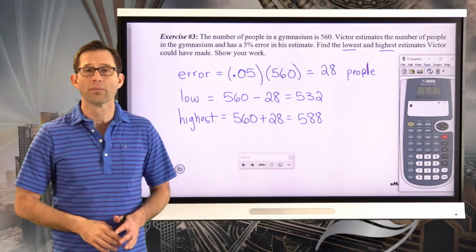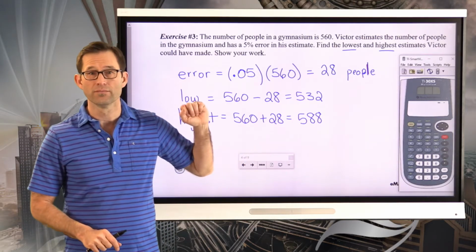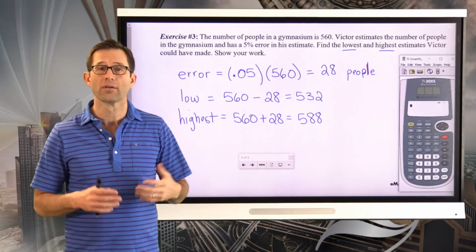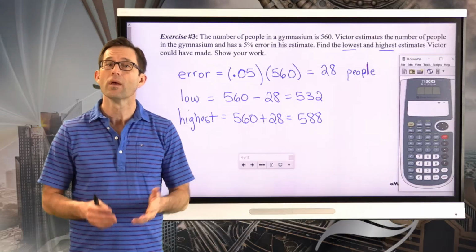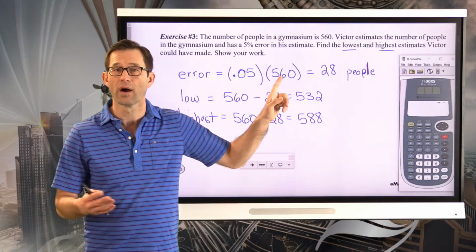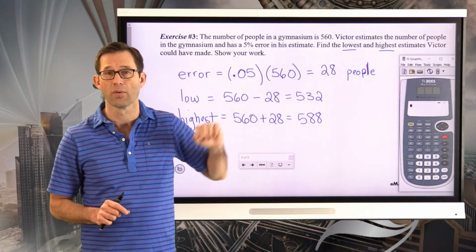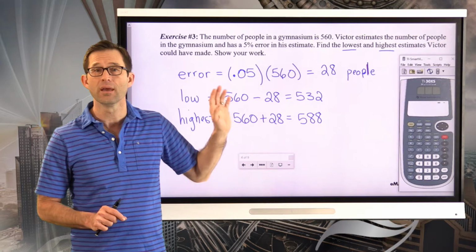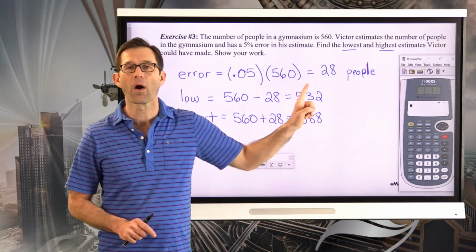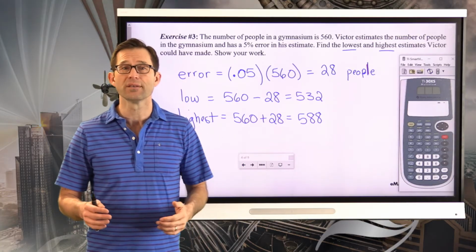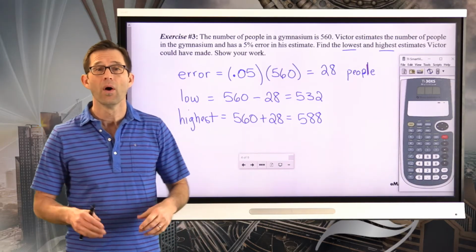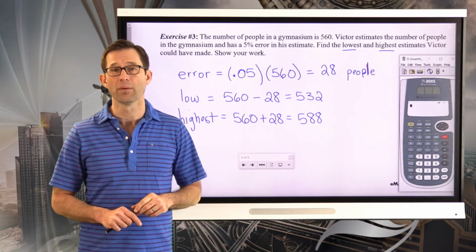So in the first two problems, we took the measurement, subtracted the actual, got the error, divided by the actual, and got the percent. Here, on the other hand, we're able to calculate our error by taking the actual value, 560, multiplying it by 0.05, the decimal version of 5%, to figure out how far off we were. The only issue in this case is that we don't know whether we were off on the low end, 532 people, or on the high end, 588 people.